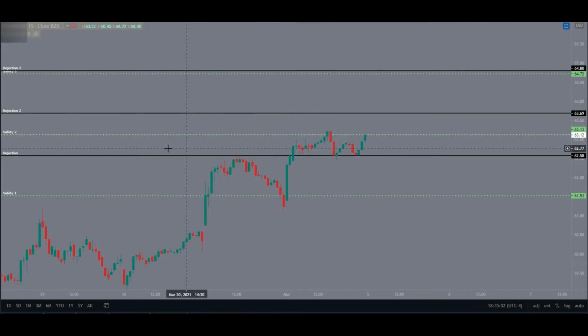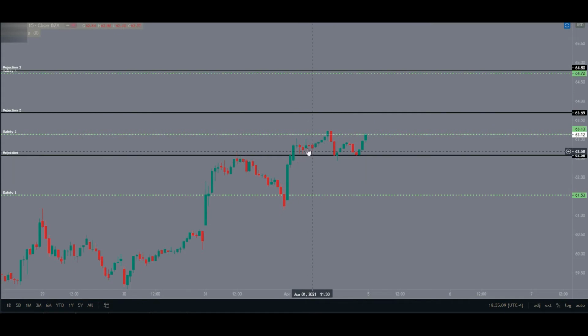Okay, so that's the rejection line. The rejection line is where I want to see price rejecting. Now two things can happen on the rejection line, and we have to make sure that we're clear. Look here, we can see that before we crossed it, we actually had selling there. Actually, the rejection line was not rejected. So we have to be careful with the rejection line, that the rejection line is cleared.